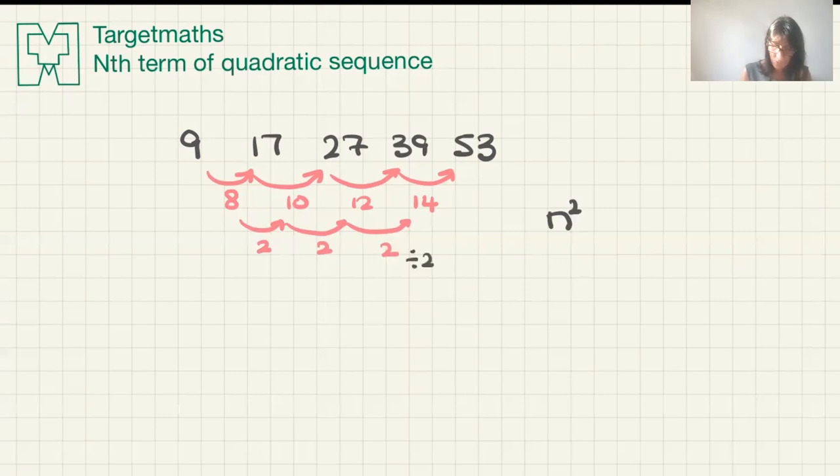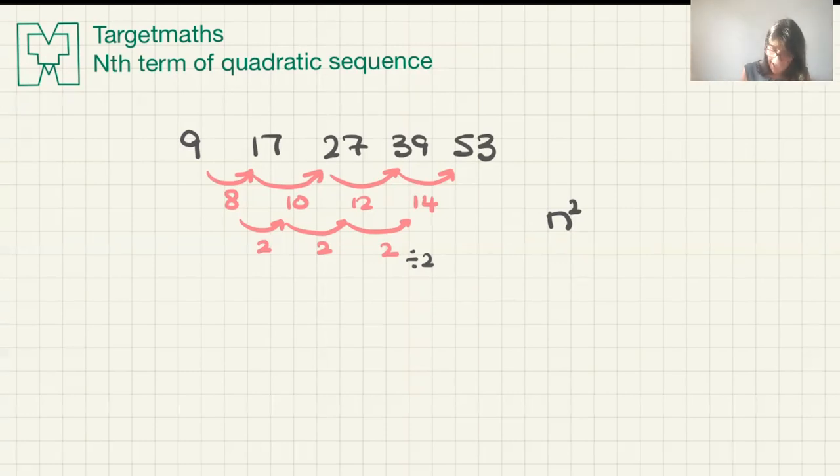Now, if that gives me 1, it means that 1 is going to get multiplied to my n squared to give me n squared. So actually, when I've got gaps of 2, dividing by 2 has no real impact on the nth term that I'm writing. So technically, I don't need to write that down. But these are the sort of scenarios where it would be important.